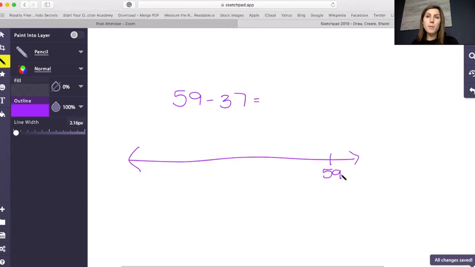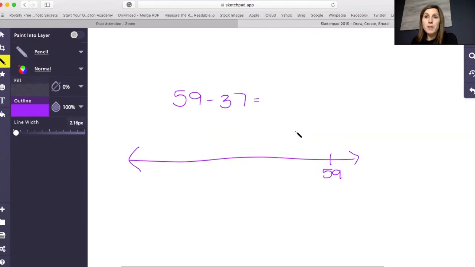You may remember when we were adding that we start our addition problems on the left side of the number line and then count up. When we subtract, we start on the right side and count back. So I've put my minuend, 59 in this case here, and now I'm going to count back to show my subtrahend, 37. That's what I'm taking away.